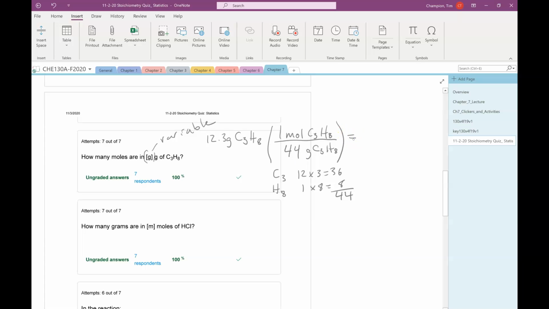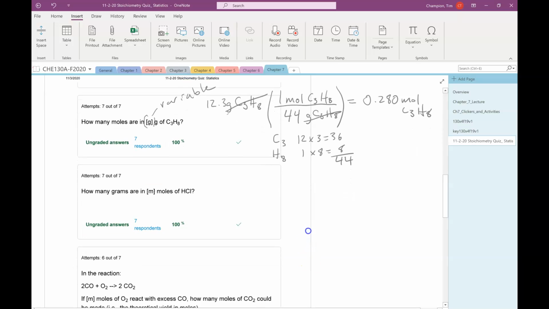So if I grab my calculator here, 12.3, which is again what I assumed the variable was, just to pick a number. So 12.3 divided by 44, that gives me 0.280 as my answer in this case, and that would be moles of C3H8 because the grams of C3H8 canceled out in each case. That's a sample of that. But again, it looks like most of you who took this did very well.